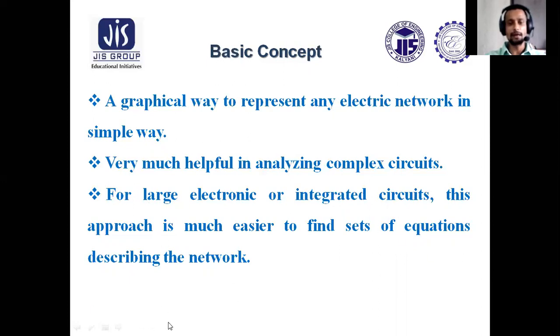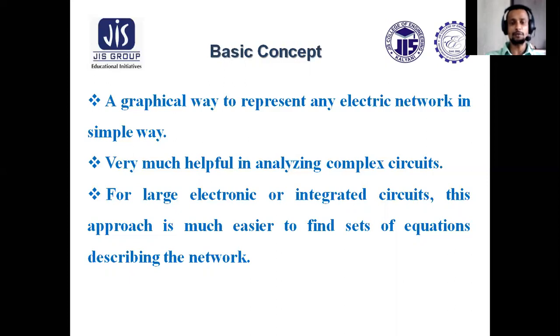As we all know, any electric network should be represented by sets of equations. Those sets of mathematical equations describe that network. So to analyze an electric network, we should have sets of equations. For a very complex circuit such as large electronic circuits or integrated circuits, it is much easier to use the graph theory based approach to get those sets of equations. That is why graph theory is important for electric circuit analysis. In the next few classes, we'll be discussing different matrix methods for graphical analysis of an electric network to get sets of equations which may replace KCL or KVL.